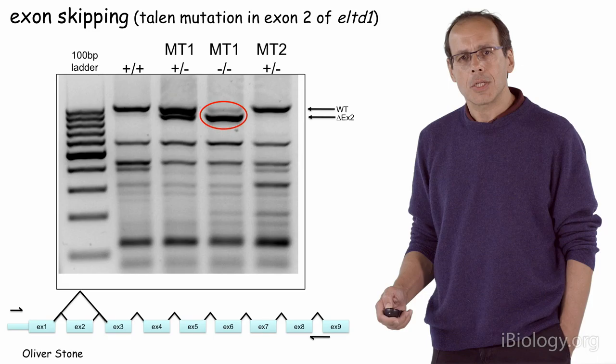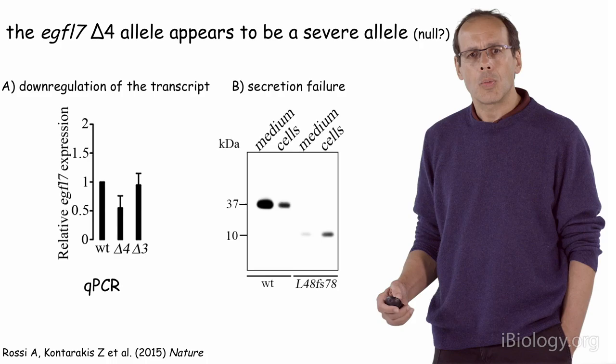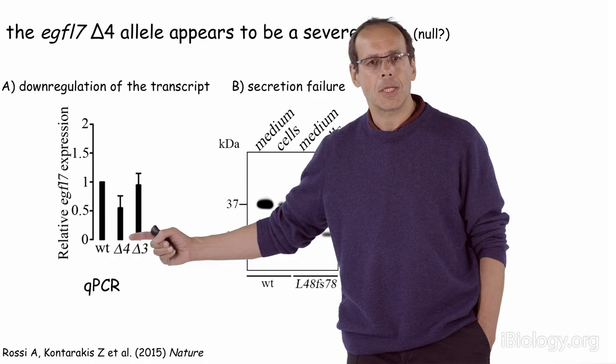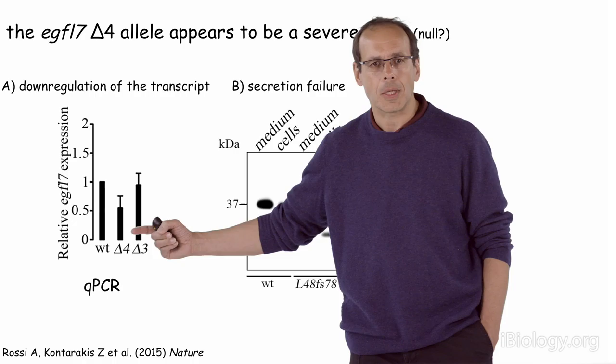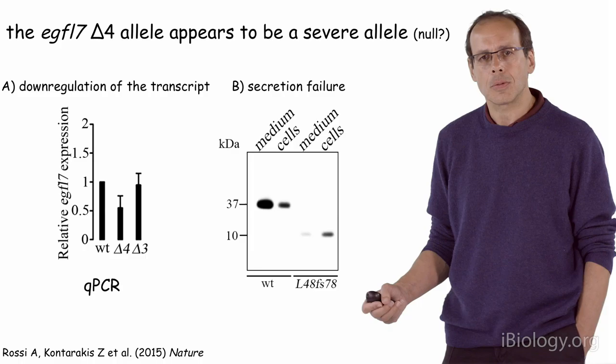So in terms of our lesion, our delta 4 mutation specifically, what we did is first look at the RNA levels, as shown here, and you can see there's a reduction in the delta 4 allele compared to wild type or the delta 3 allele. So there's about a 50% reduction in the transcript level, possibly through nonsense-mediated decay.